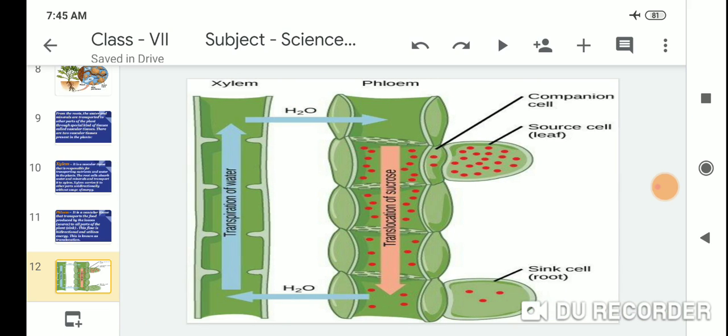So xylem is the transportation of water and phloem is the transportation of food. Source cell is the leaf and sink cell is the root.